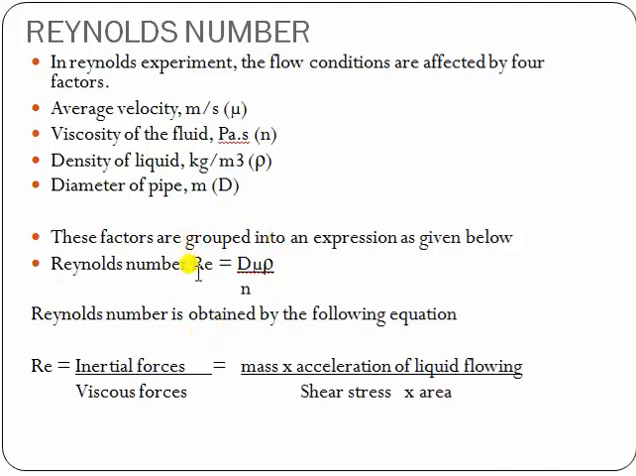So you just have to remember that this is the Reynolds equation, that is Re, the Reynolds number, is equal to d mu rho divided by n. D is the diameter of pipe, mu is the average velocity, rho is the density of liquid, n is the viscosity of fluid. So now we'll first discuss how it is affected by the average velocity, then viscosity of fluid, the density of liquid, and diameter of pipe.